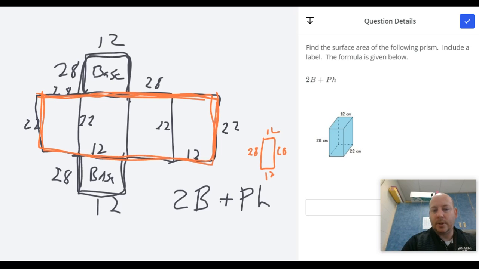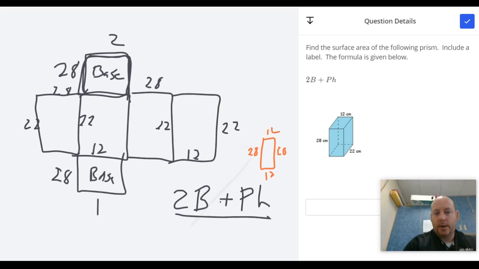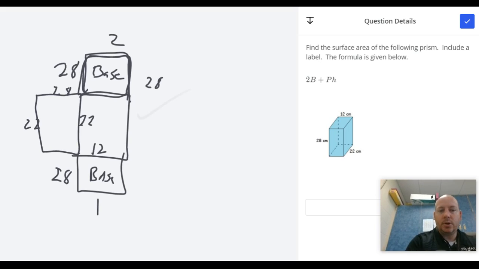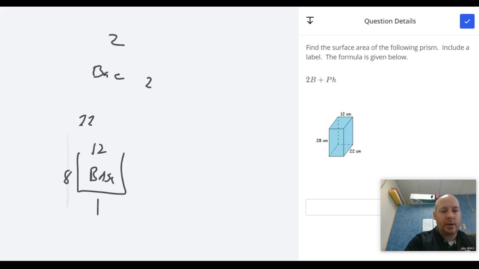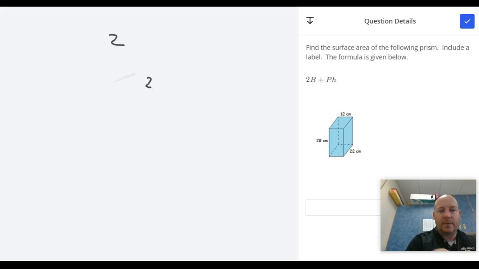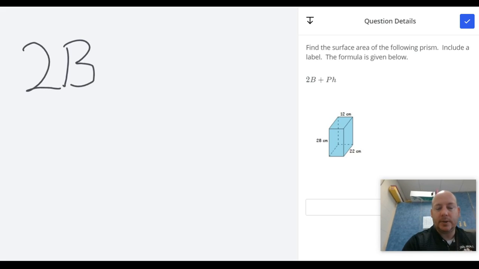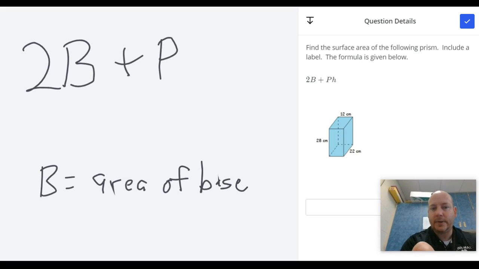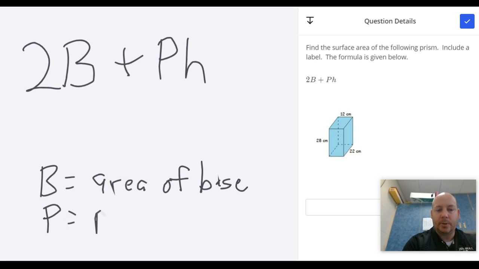Essentially what I'm doing there is using this formula. Let me clear my screen quick so I can give you a little bit more room. You could find each of those rectangles individually. But if you understand that what we're really doing is finding the area of the base, and there are 2 of the bases, so 2 times the area of the base. Capital B is the area of the base. Then the lateral area is those 4 other rectangles. We can find that by finding the perimeter of the base times the height. So capital P is the perimeter of the base.